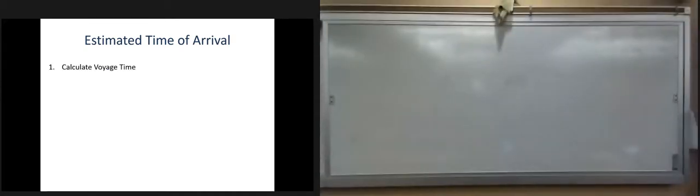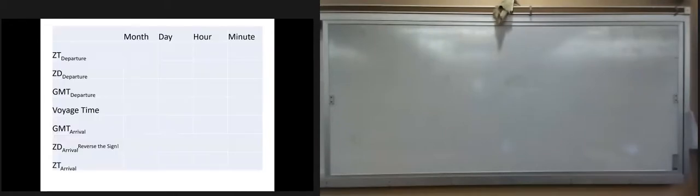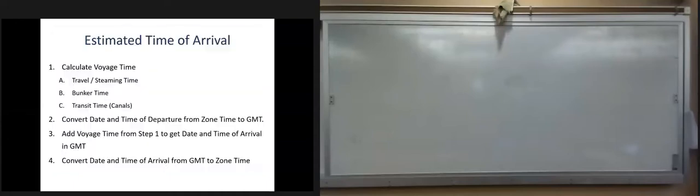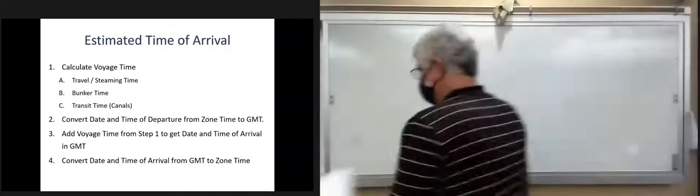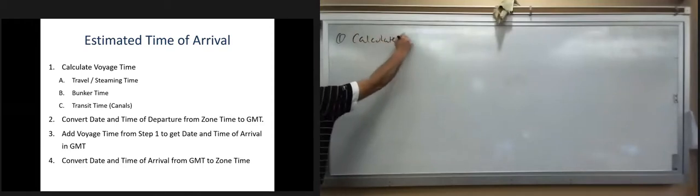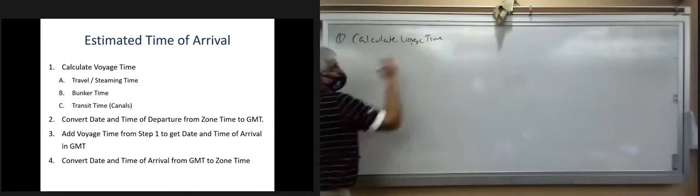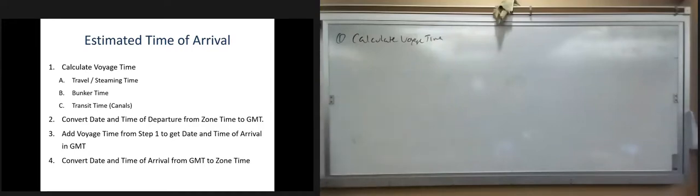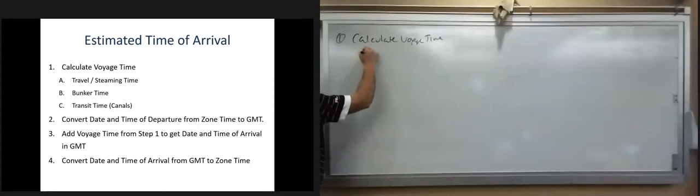Okay, so this is what we're going to do here. This is how I'm going to suggest we do this problem. We're going to read the problem. And the first thing we're going to do is calculate the voyage time, just like we did before. What do we do? We've got to go 150 miles at 14 knots. So that's going to involve the steaming time.